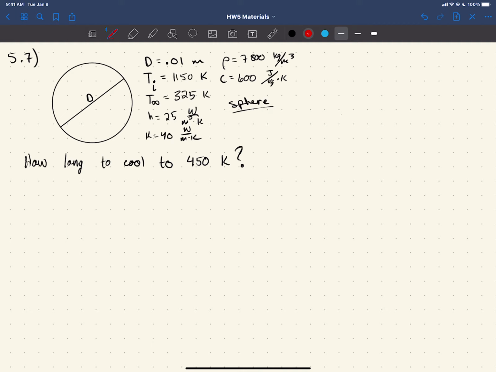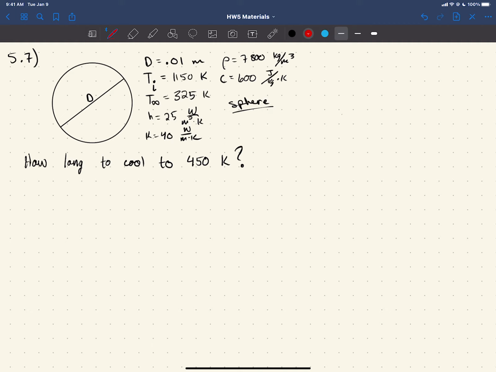Steel balls 10 millimeters in diameter are annealed by heating to 1150 Kelvin and then slowly cooling to 450 Kelvin in an air environment for which T infinity is 325 Kelvin and h is equal to 25 watts per meter squared Kelvin. Then it tells you to assume that the properties of the steel are k is equal to 40 watts per meter Kelvin.